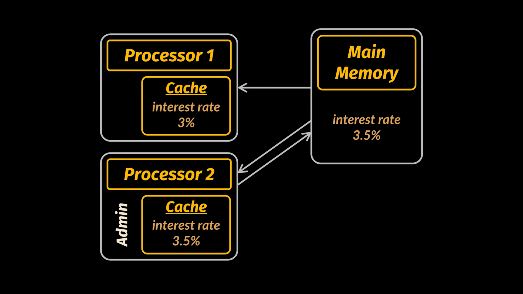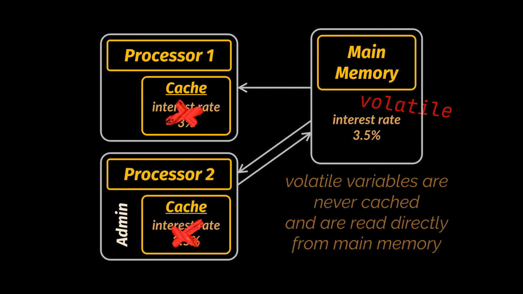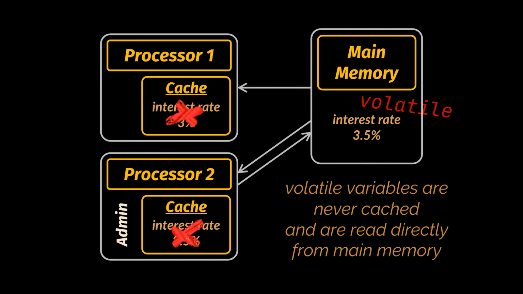But the thing is, processor 1 has already cached this interest value in its internal memory to avoid going back and forth to the main memory and provide a faster user experience. Therefore, the value used by processor 1 in its next operations will remain 3% instead of 3.5% until its cache is reset, unless we define this field variable as volatile. How will volatile solve the issue here? Well, the volatile keyword ensures visibility without mutual exclusion, which means that volatile variables are never cached. Hence, reads are done from the main memory directly.